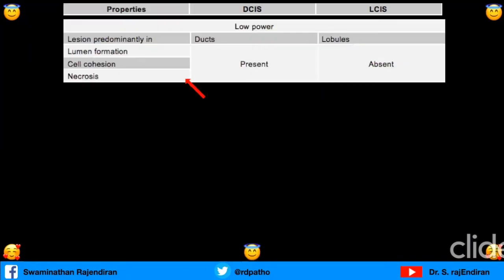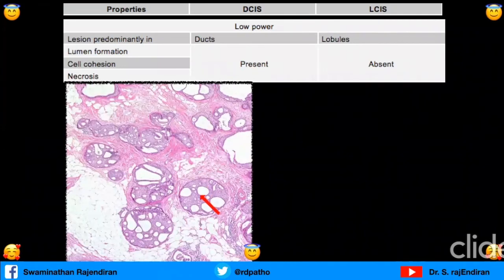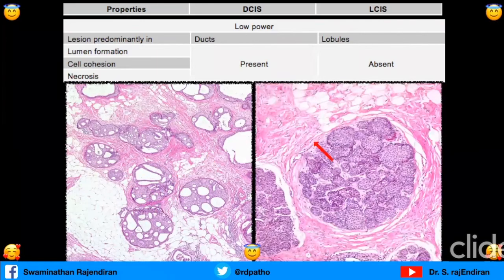These are all the classification of LCIS. How will you differentiate DCIS and LCIS? In the low power, DCIS involves the ducts. There is lumen formation with cellular cohesion and necrosis, whereas they are absent in LCIS. Here is a classic example of DCIS involving the ducts, whereas here is a classic example of LCIS, classic type.